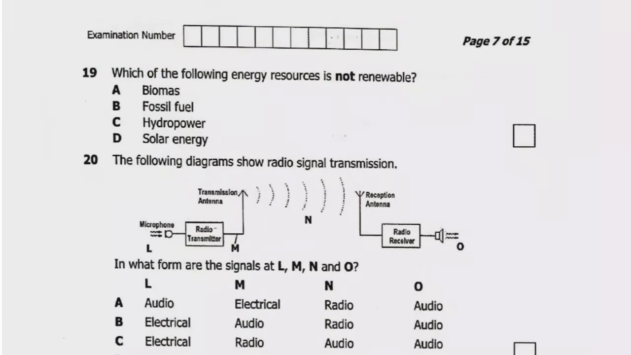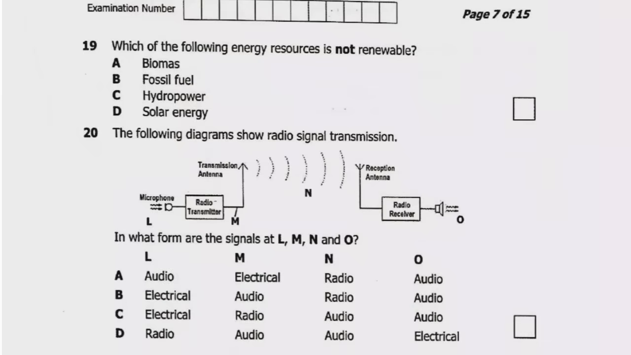Okay, we come to question 19. Which of the following energy sources is not renewable? Okay, let's look at the options. We've got A, biomass, B, fossil fuel, C, solar energy, D, hydropower. Let's start with solar energy, the energy that comes from the sun. This one is renewable. Every day we have fresh sunlight. We can generate energy from there. We can turn solar energy into electric energy.